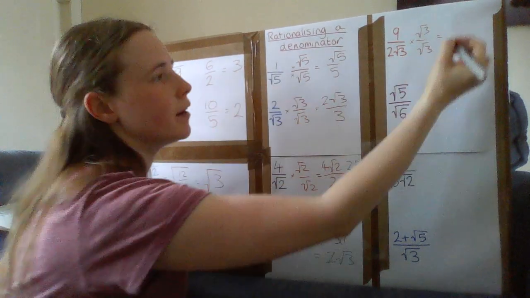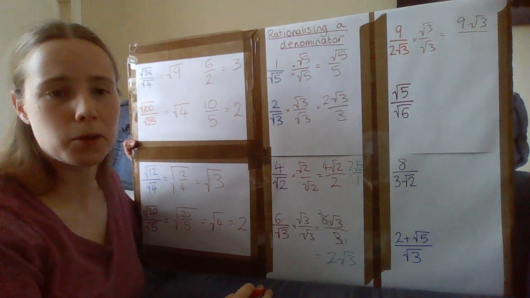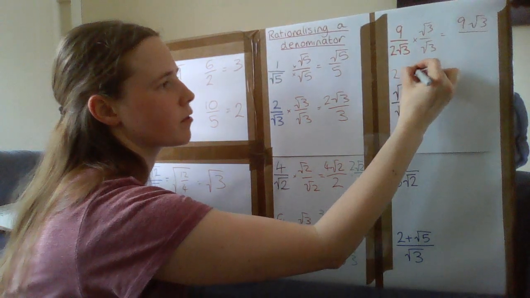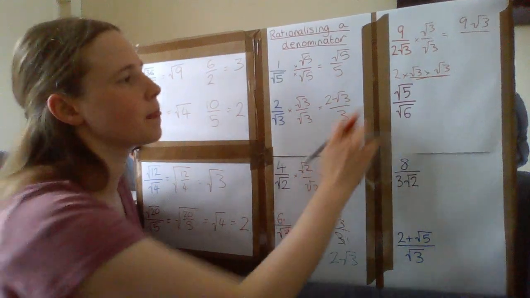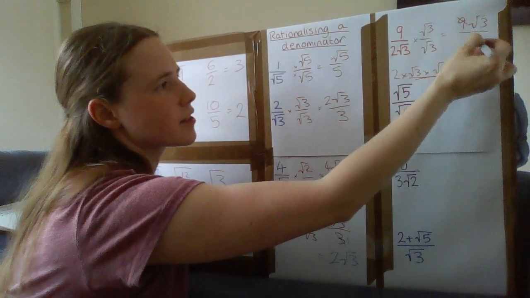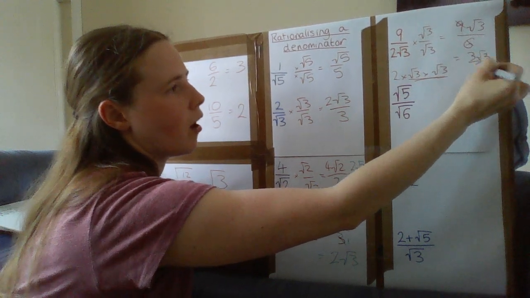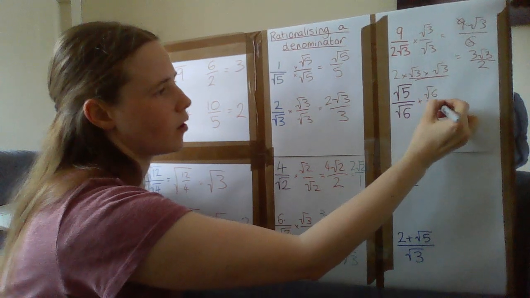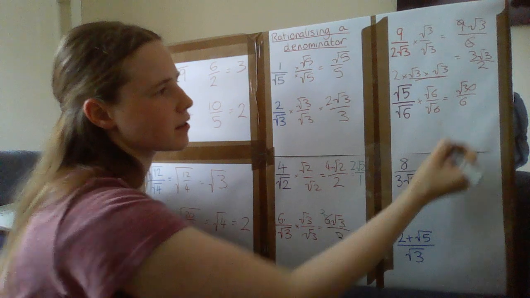9 times root 3 is 9 root 3. Now for this bit on the bottom, feel free to take it apart. So I can write it as 2 times root 3 times root 3. Root 3 times root 3 is 3. 2 times that gets us 6. I can cancel the 9 and the 6 down to get 3 root 3 over 2. For the next one, I'm timesing by root 6 on top and bottom. So I get root 30 over 6.